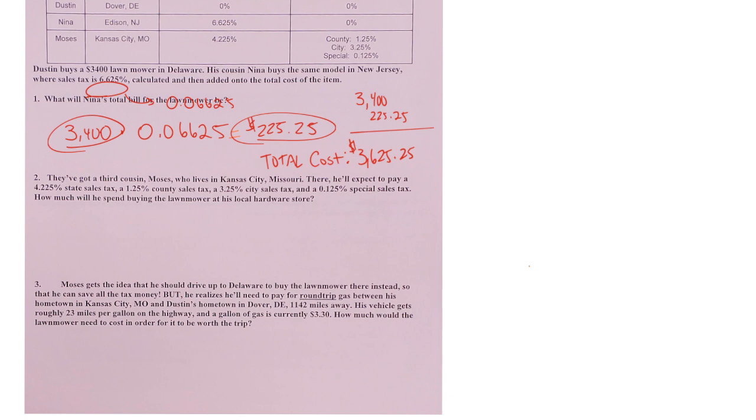Moses, who lives in Kansas City. Now we're going to add up our sales tax together. This percentage, this percentage, this percentage, this percentage. So we have 4.225, 1.25, 3.25, 0.125. Together it's going to be 8.85. Remember, it's a percentage. I'm adding up all the percentages.